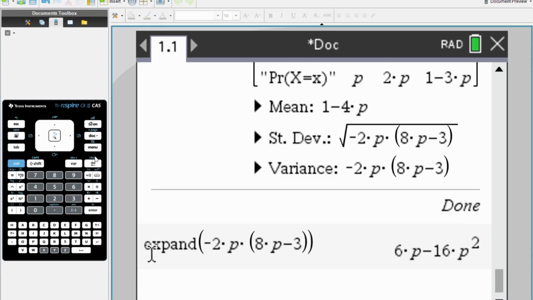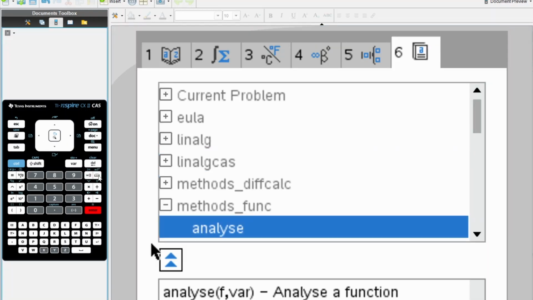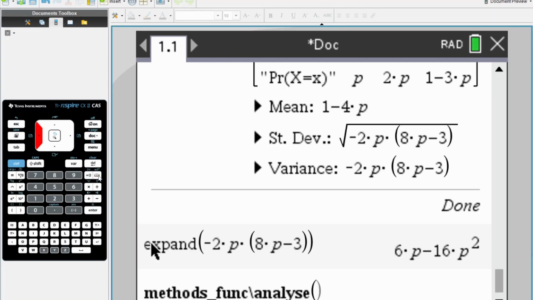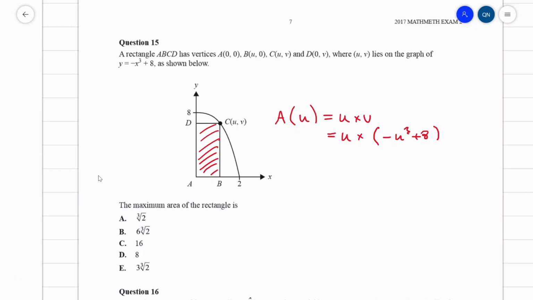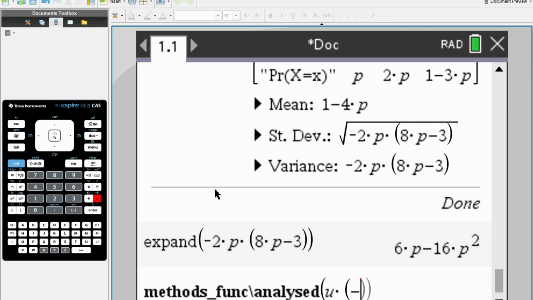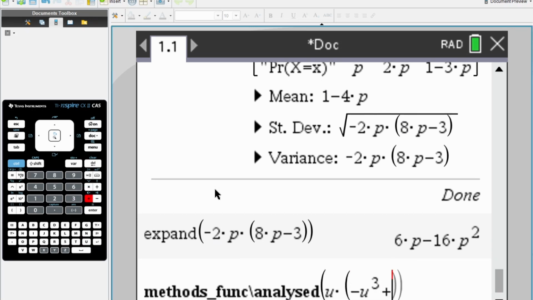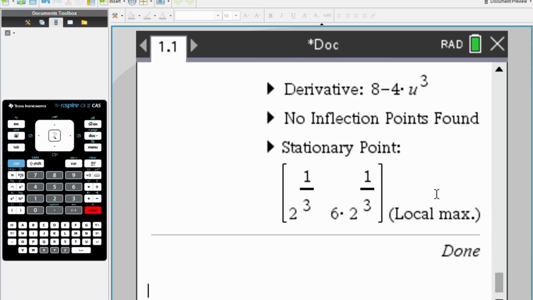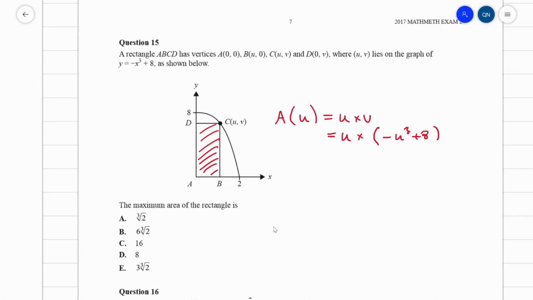We can use the analyze program for that. So let's go to analyze. We can use analyze with the domain as well, because we know what the domain for u is. It has to be between 0 and 2. So we'll do u times minus u cubed plus 8, and then we'll go with respect to u and use between 0 and 2. And we found the local max. It's 6 cube root of 2. So it's option B.